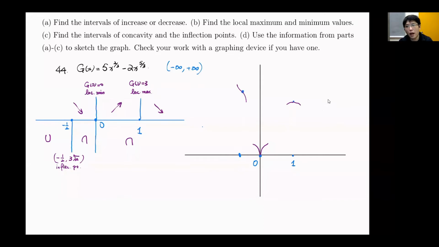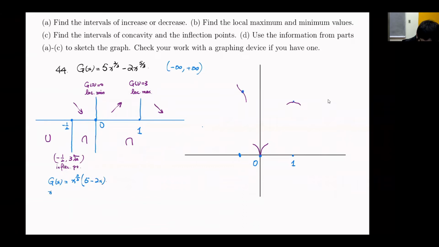To understand how the graph looks, we also need to look at the far end. For that purpose, we need to look at the limit of the function at infinity and negative infinity. So let's do some calculations. As x gets large, let me write this. I will first write g of x equals, using the factorization as we did before, x to the 2/3 times 5 minus 2x.